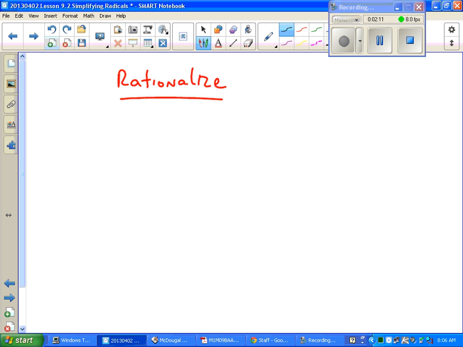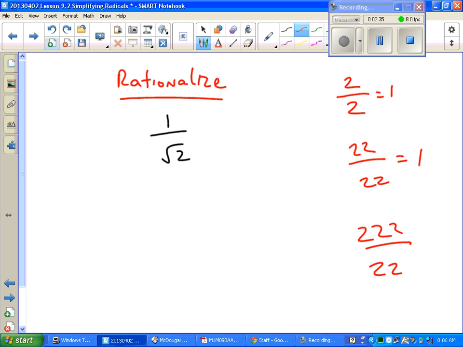If you have this example, 1 over the square root of 2, you cannot have a radical at the bottom of your fraction. In order for you to undo that, we need to multiply this by something that's going to take that away. If we put the number 2 over the number 2, that simplifies to 1. If we put 22 over 22, that still simplifies to 1. It doesn't matter what we put over itself, it's always going to simplify to 1. If we multiply anything by the number 1, it doesn't change it. But it's going to allow us to make this into a form that's acceptable.